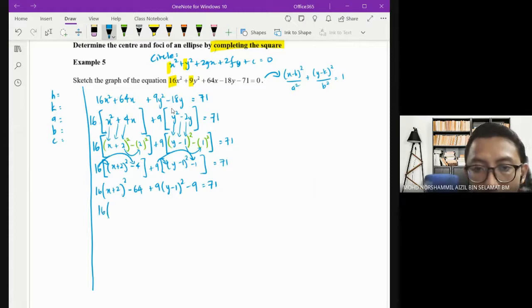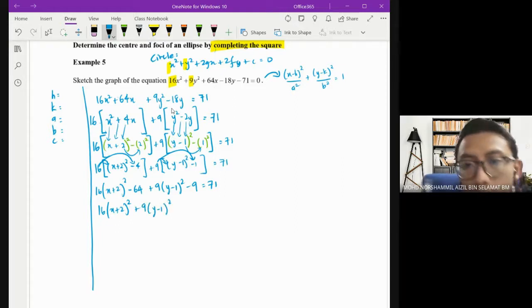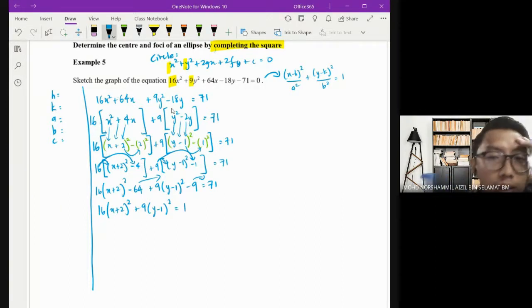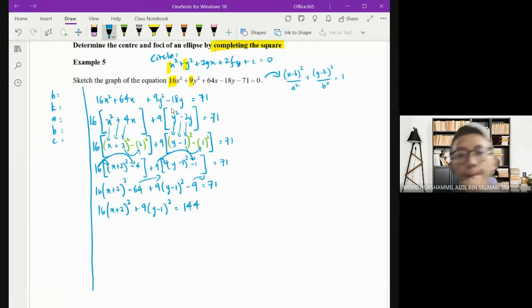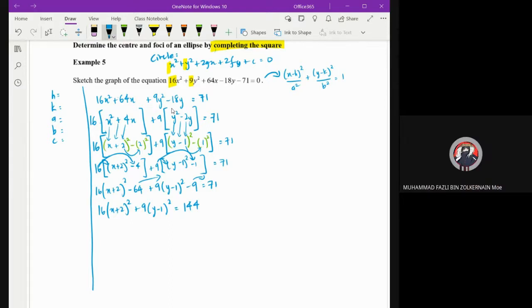Okay. So as I told you before, gather up the terms for x, gather up the terms for y, and then all numbers bring to the right hand side. So kita bawa negatif 9 pergi belah kanan, kita bawa negatif 64 pergi belah kanan. So total up will be 80, 64, 144. Betul tak? Dapat tak, guys? Betul, sir. Okay lah.